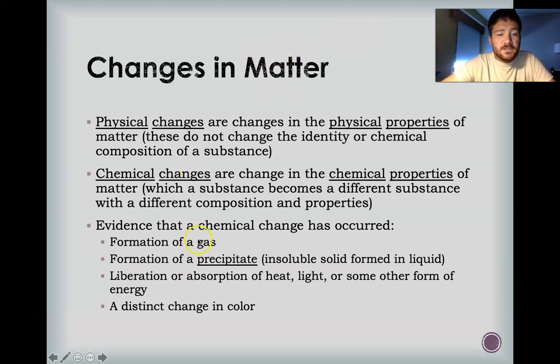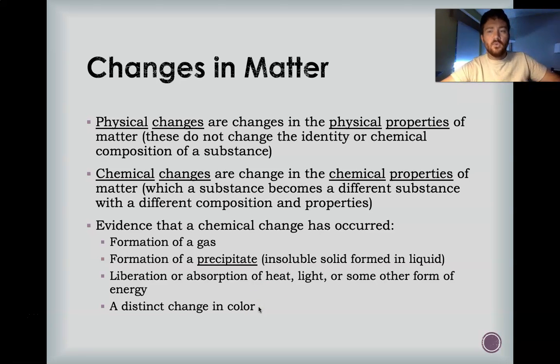Evidence that a chemical change has occurred is a formation of a gas. If suddenly a gas is forming, particularly gas with heat, that's evidence of a chemical change. Formation of a precipitate. So when you mix two liquids together and all of a sudden it creates a solid, that's evidence of a chemical change. Liberation or absorption of heat, light, or some other energy. If all of a sudden this thing starts glowing, probably a chemical change. Or a distinct change in color. We're talking a different color.